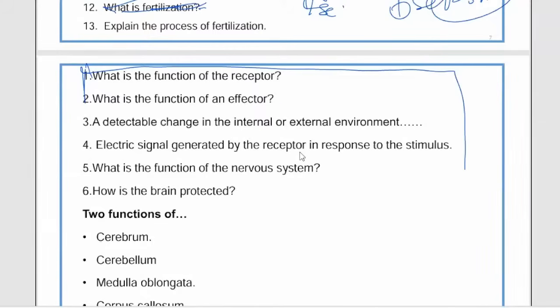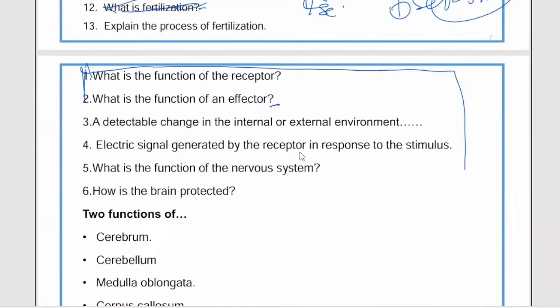What is the function of effector? We say that it brings about the response to the environment, the response after you have detected, like the muscles and glands. Yes, those are the effectors. A detectable change in the internal or external environment, how do you call that? That is a stimulus. An electric signal generated by the receptor in response to the stimulus, we call it an impulse.